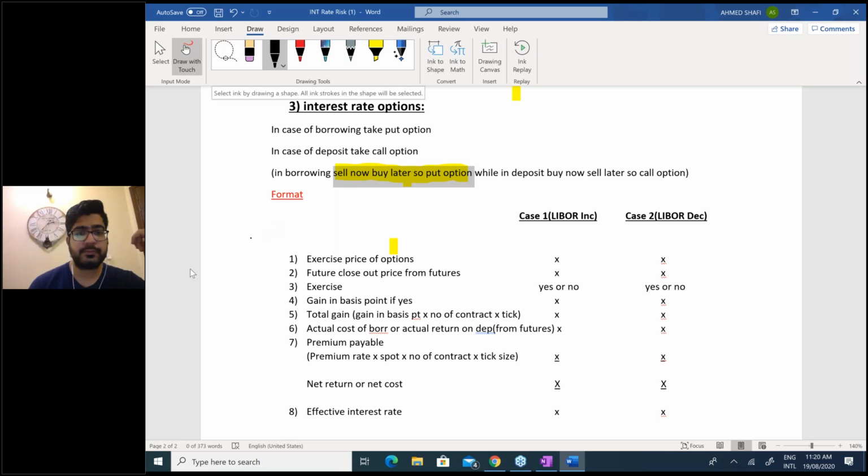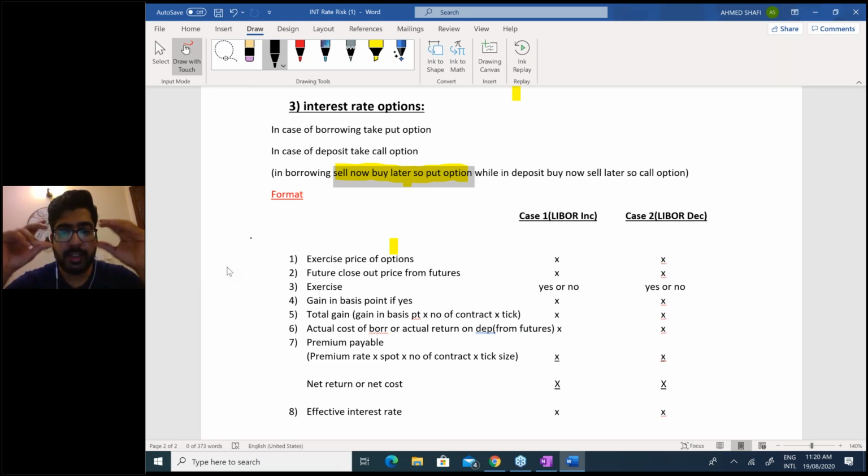Now this is the presentation format which you have to mention in the exam for options. You need to give heading of two cases. Case one, LIBOR increase. Case two, LIBOR decrease. There are bright chances you would get both cases in the question. In one case, LIBOR would be increasing. In the second case, LIBOR would be decreasing.